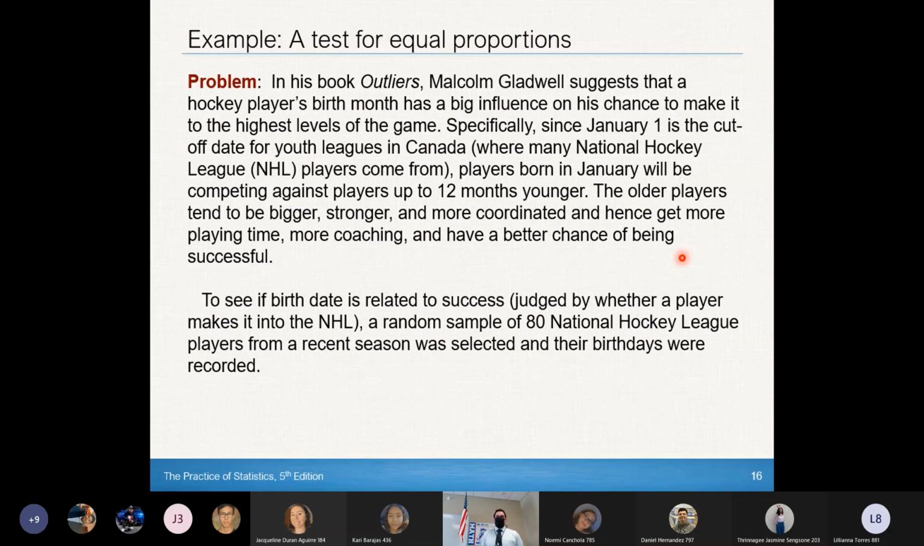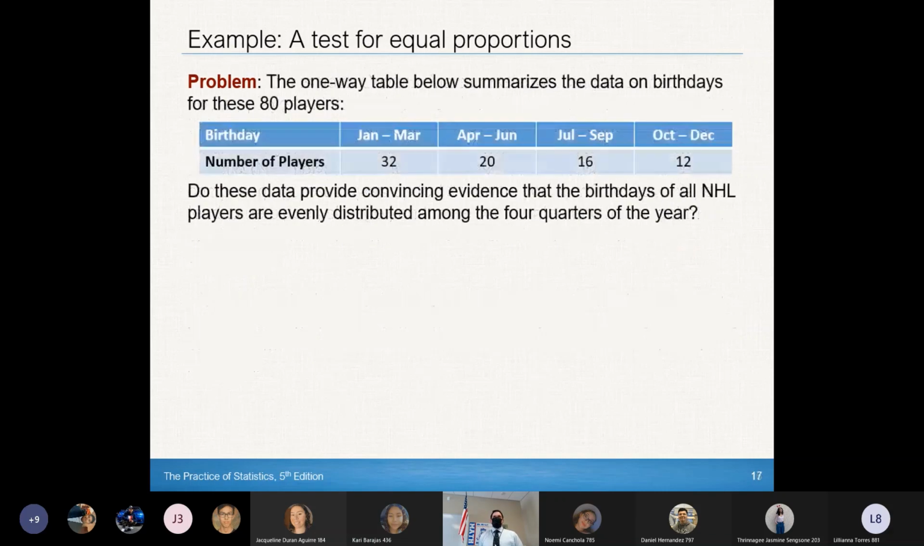To see if birth date is related to success, judged by whether a player makes it into the NHL, a random sample of 80 NHL players from a recent season was selected and their birthdays were recorded. The one-way table below summarizes the data on birthdays for these 80 players. Notice they broke the birthdays down into quarters. So we have the first 3 months of the year, January through March, second 3 months, third 3 months, fourth 3 months. So we have 4 categories for this variable, and then the number of players for each category.